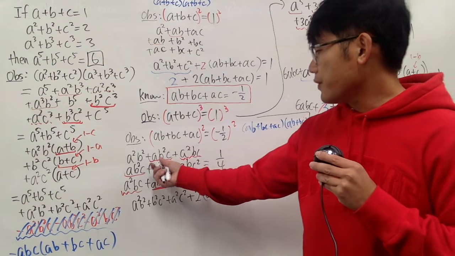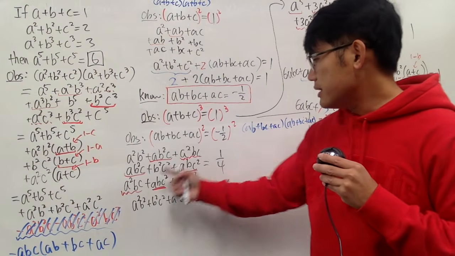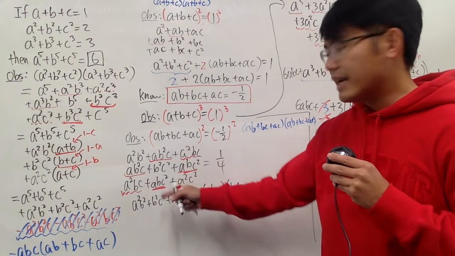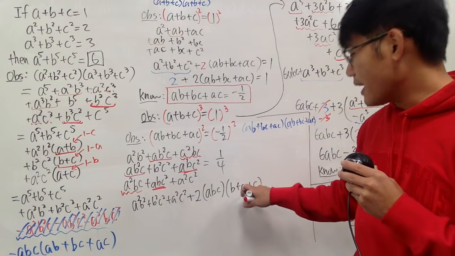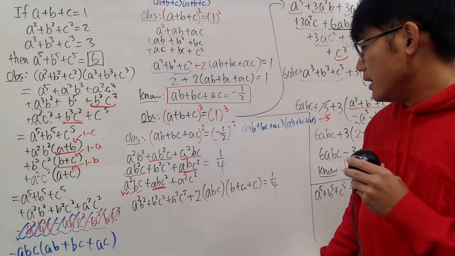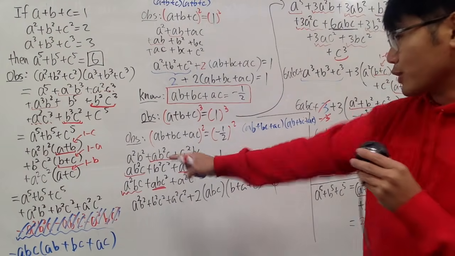And you'll see that for the first one, when you factor out the ABC, you have the B left. And then for this and that, when you factor out the ABC, you have the A left. And then for this and that, you will have the C left. So it's pretty much ABC times the parentheses right here. And then this is equal to 1/4. So that's good. So now, this guy is what we're trying to find.